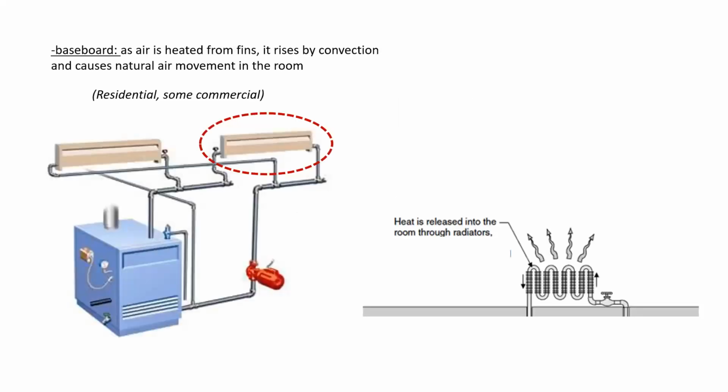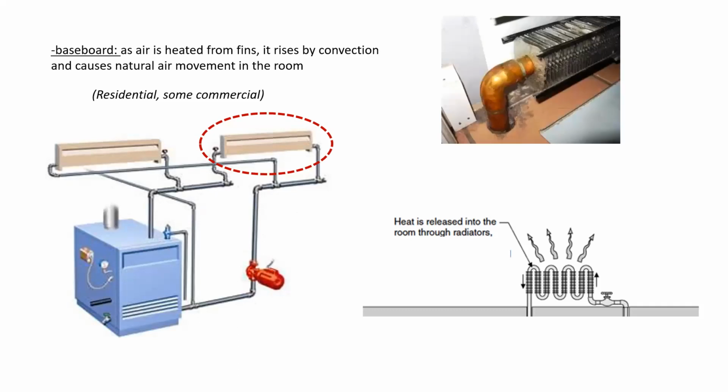A baseboard would be the type that most of us are used to, and it simply looks like a radiator that has a cover over top of it. Often it doesn't look much different from an electric baseboard heater. This is what one end of it could look like. And again, you can see the fins on it, which are used to transfer the heat energy from the hot liquid inside the pipe to the surrounding air around it.